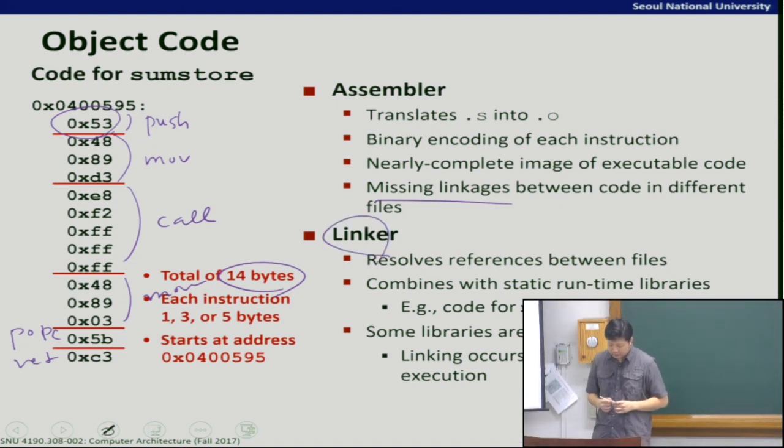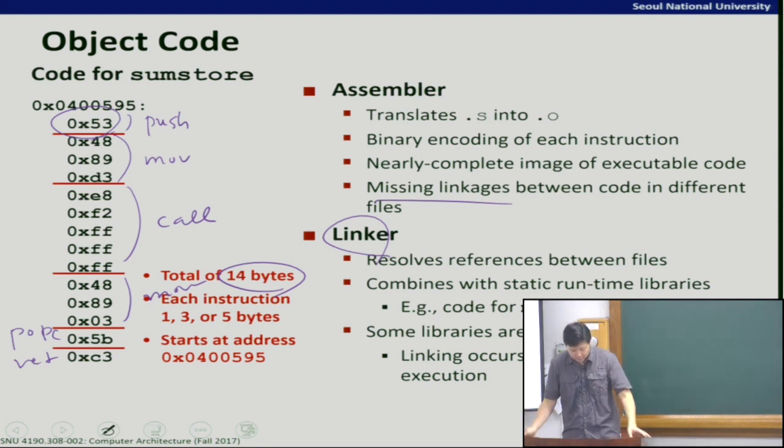Finally, there is the linker. The linker resolves references between files. In this example, there is a function called plus, which is defined in another file, right? The linker takes multiple files and links the function calls so that they go to the right location. It combines static runtime libraries or dynamically linked libraries. So there must be code for malloc, printf, and so on. These functions must be correctly linked to be executed. And some libraries are dynamically linked.